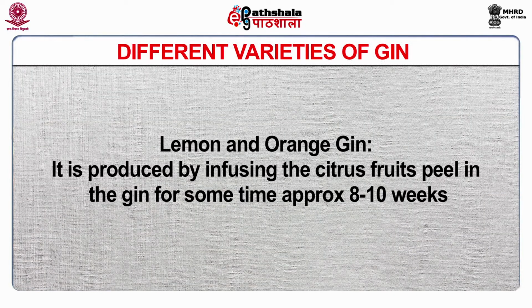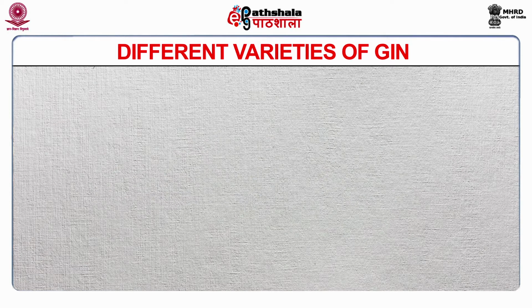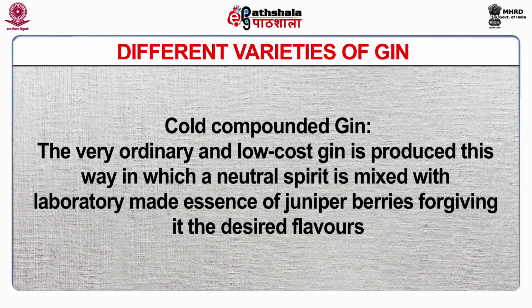The next is lemon and orange gin. It is produced by infusing the citrus fruit peel in the gin for some time, approximately 8 to 10 weeks. Then the next is cold compounded gin. The very ordinary and low cost gin is produced this way, in which a neutral spirit is mixed with laboratory made essence of juniper berries for giving it the desired flavor.